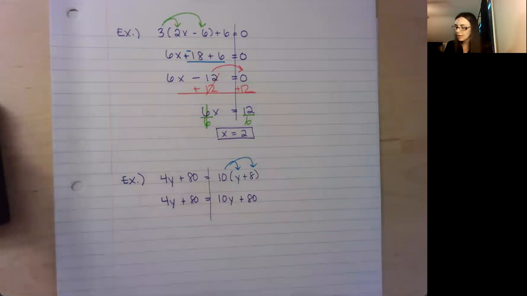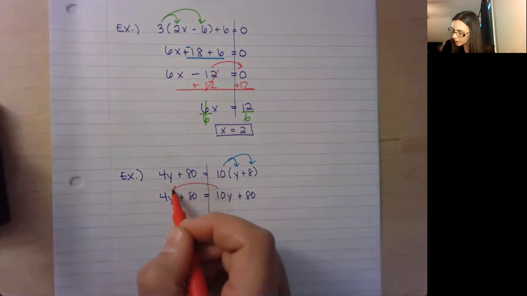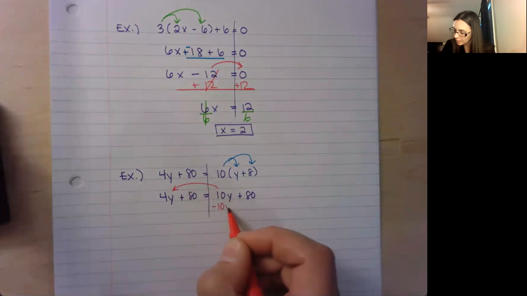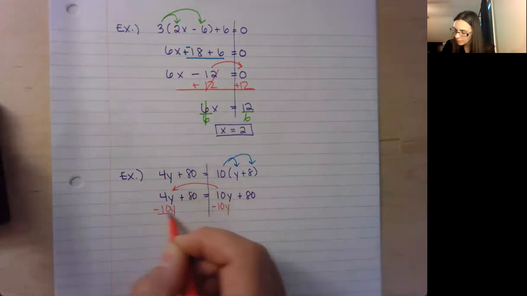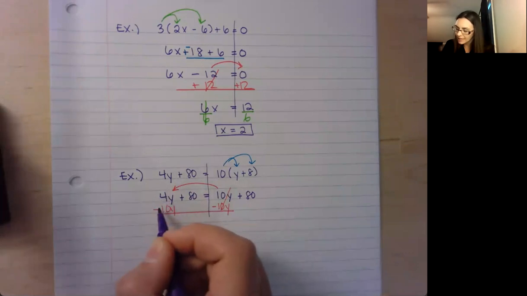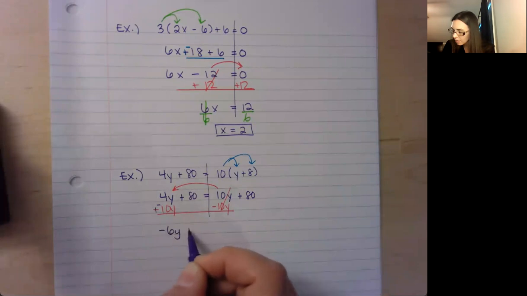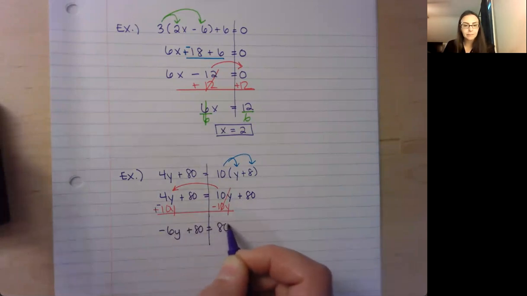Now, let's start working. I have my y's and I have my numbers, and both of them are on both sides. So I can choose in this case where I want to bring everything. I'm going to bring my y's to the left, which tends to be pretty traditional for most students. So I'm going to minus 10y on both sides. This is 4 minus 10, which is the same thing as 4 plus negative 10. That's going to be negative 6y plus 80. And then on the right here, I also have a positive 80.